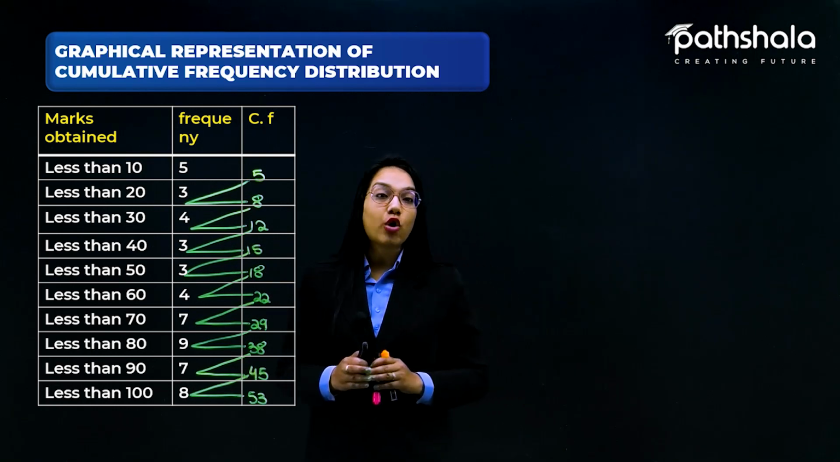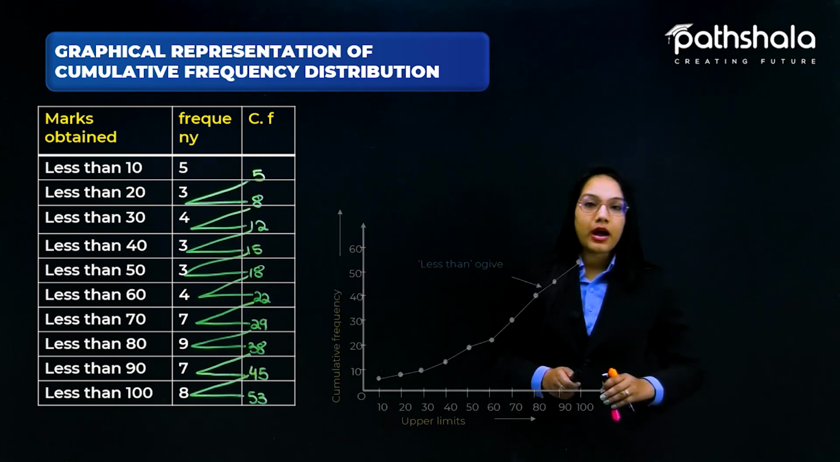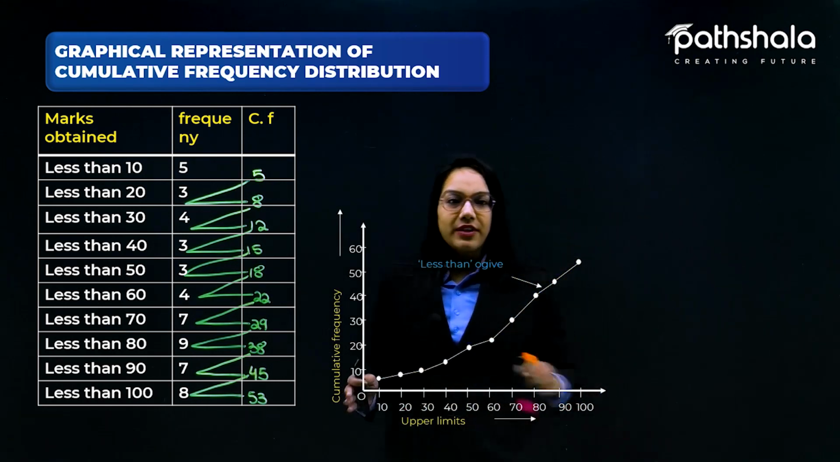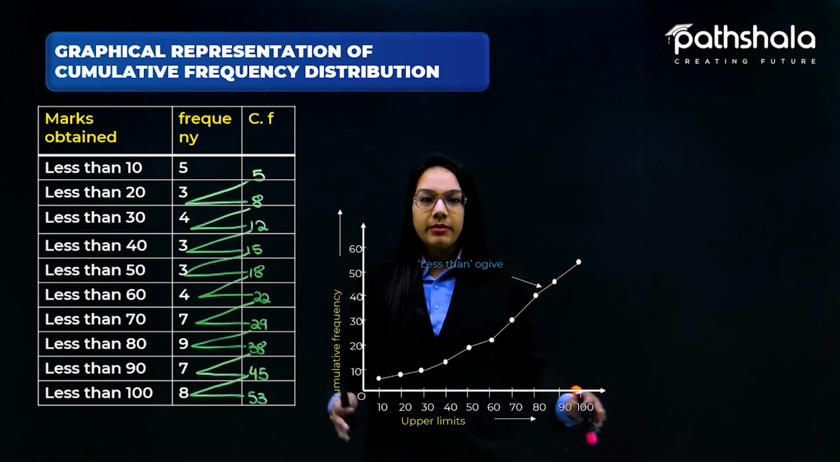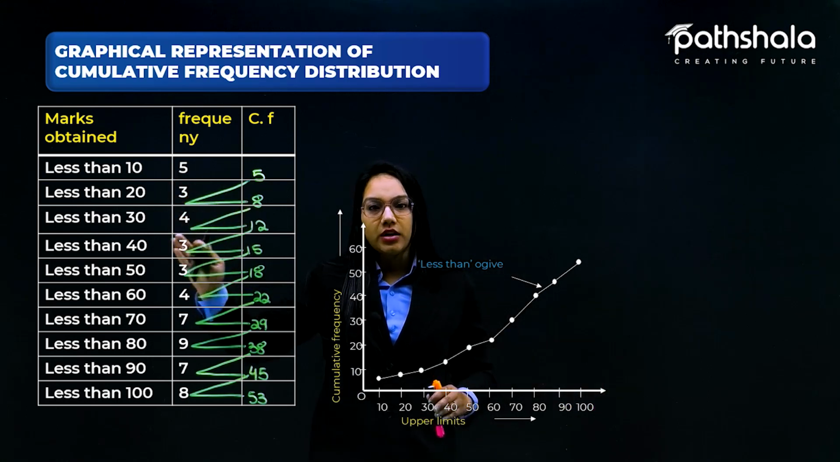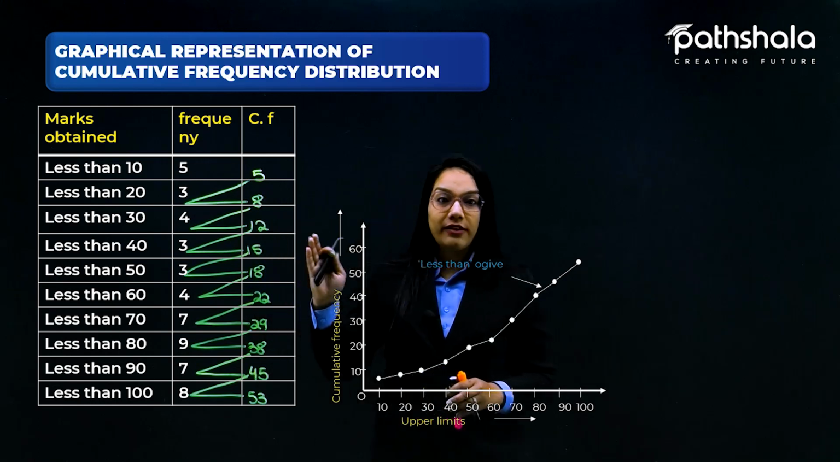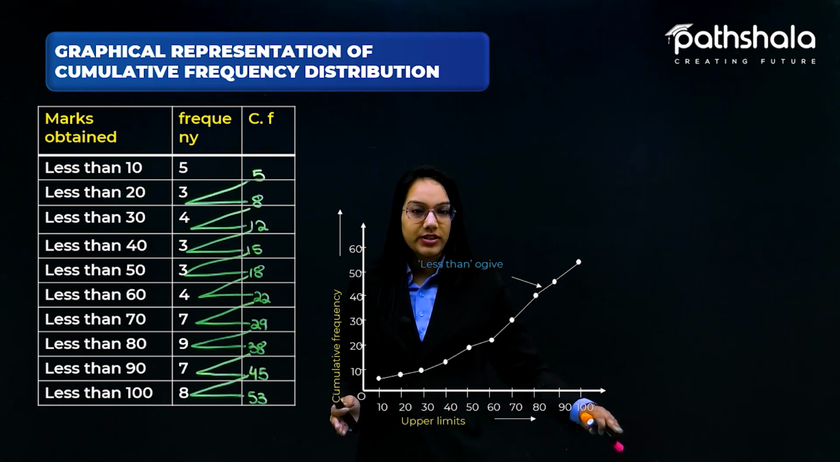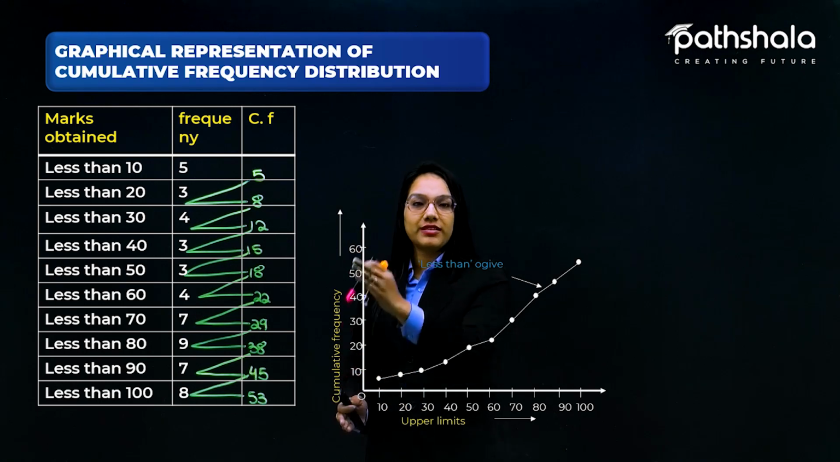So for instance, if I'm plotting this representation on the graph, I'm taking the graph of this form. First of all, neglect this curve. So we have this x-axis and this y-axis, and we are taking the upper limits. As you can see, the upper limits are 10, 20, 30, 40, 50, 60, 70, 80, 90 and 100, and their cumulative frequencies are 5, 8, 12 and so on. So we represent the upper limits on the x-axis, and the cumulative frequency on the y-axis.